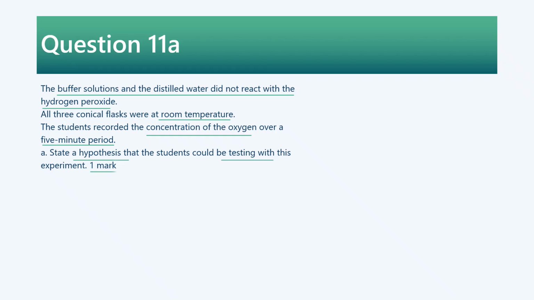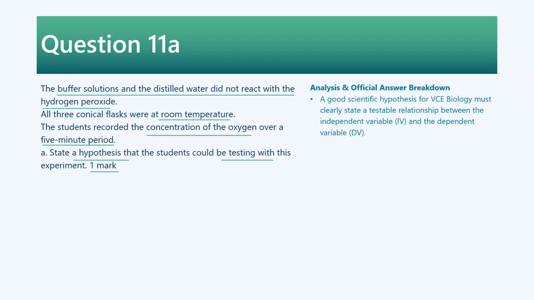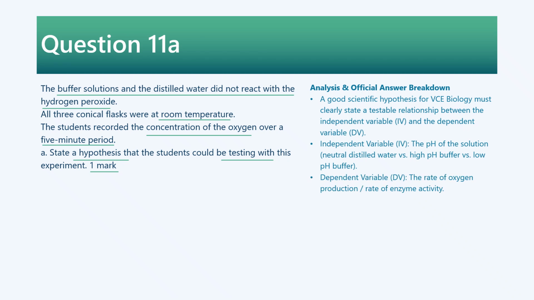1 mark. Analysis and official answer breakdown. A good scientific hypothesis for VCE biology must clearly state a testable relationship between the independent variable (IV) and the dependent variable (DV). Independent variable: the pH of the solution, neutral distilled water versus high pH buffer versus low pH buffer. Dependent variable, DV: the rate of oxygen production, a rate of enzyme activity.